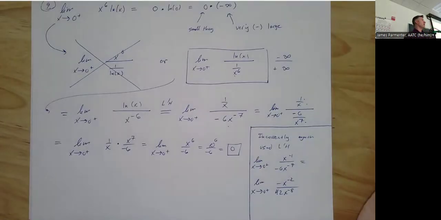Natural log of x goes to infinity really slowly. So x to a power usually goes to 0 faster than natural log of x is kind of able to overcome how fast it goes to 0.